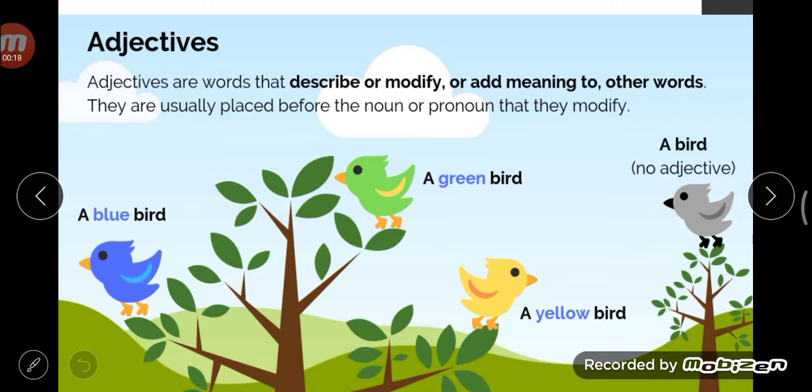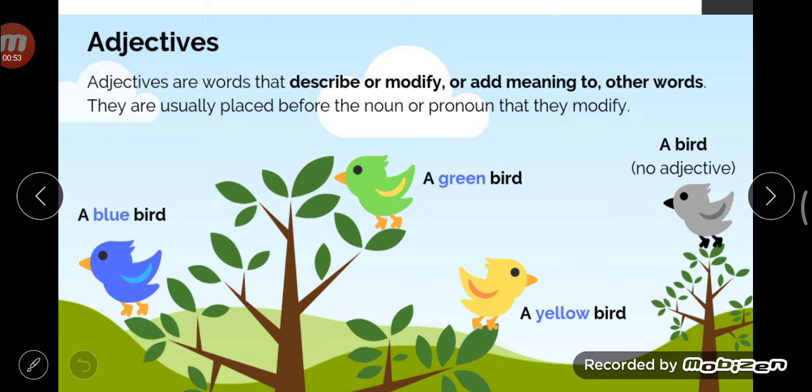Adjectives. What are adjectives? These are the words that describe or modify or add meaning to other words. So adjectives basically are the words that give more information about nouns. They are usually placed before the noun or pronoun. So we can say adjectives are the words which describe nouns or pronouns. And these are also called describing words.